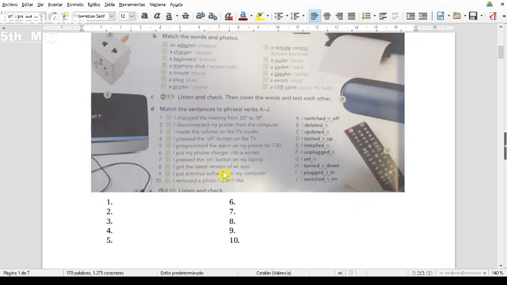I got the latest version of an application, Nova. I put antivirus software on my computer. I removed a photo I didn't like. Then pause the video and match these verbs, which phrasal verb are the correct one.